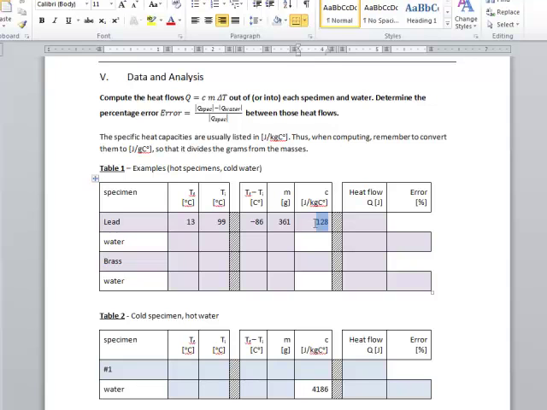And then I have to multiply these according to the equation for the heat flow, paying attention that I need to convert the 128 joules per kilogram Celsius degree to joules per gram Celsius degree, which means when I type it in on my calculator it's 0.128. So I'm going to do 0.128 times a mass of 361 times a temperature change of negative 86 Celsius degrees, and I come up with 3,973 joules.